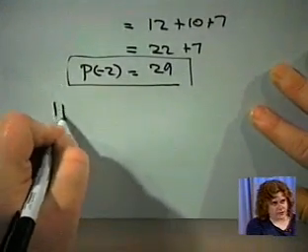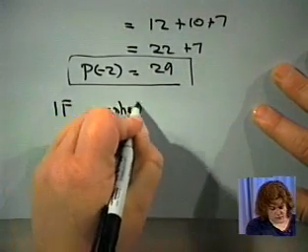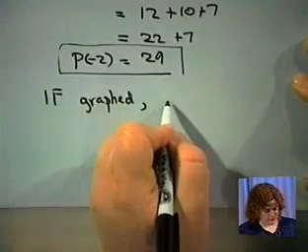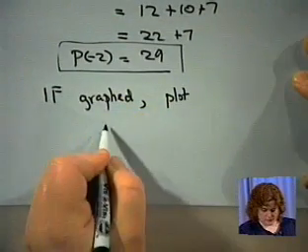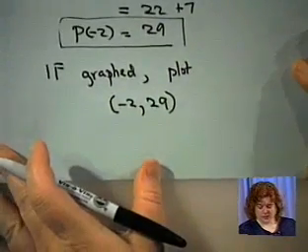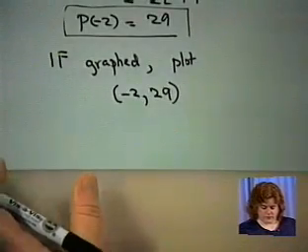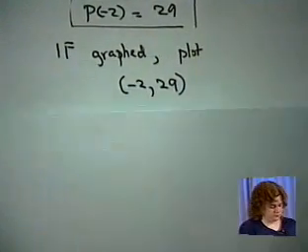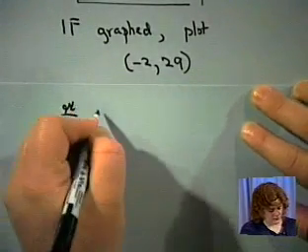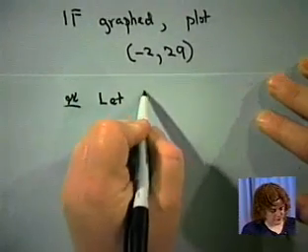If we graphed this point, we would plot the ordered pair negative 2, 29, just to make a link back to the graphing that you've done at other times. And let's just do one more example. That's another way problems are often presented.